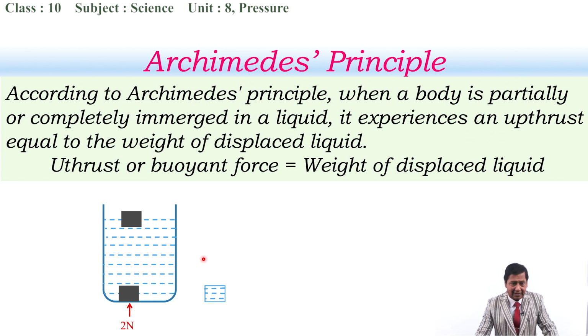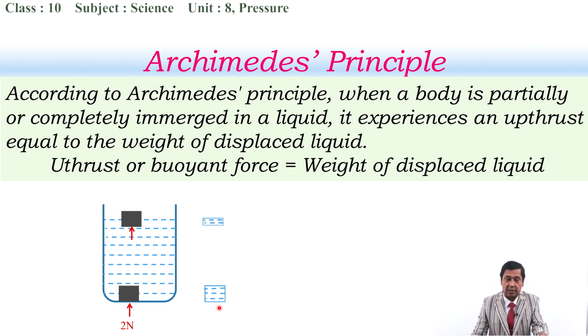But what do you think? Did it experience the same 2 Newton of thrust? No. The weight of the liquid displaced by this floating piece of wood is less, and that's why the upthrust acting on this body will be less. Look at this. I want to show the amount of liquid which it displaces. The less immersed part displaces a lesser amount of water.